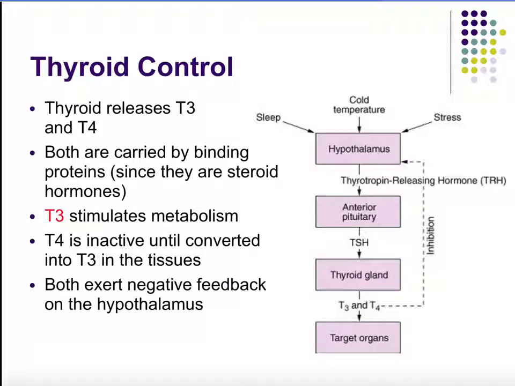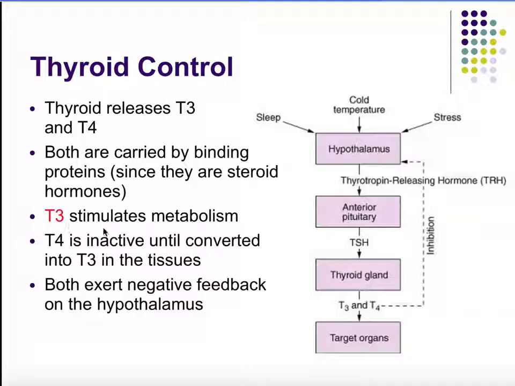Now, thyroid hormone is released as T3 and T4, but T4 will lose an iodine and then turn into T3. And T3 is our thyroid hormone that's going to act on our target organs. And here we see our negative feedback, which again helps to regulate our hormone levels.